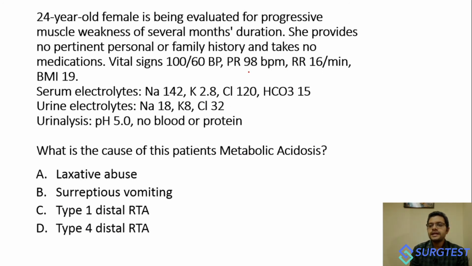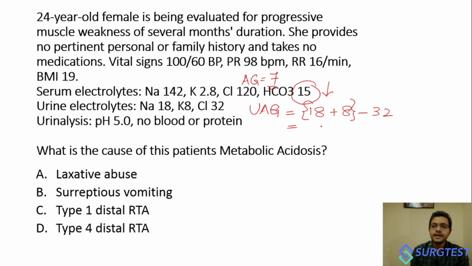We already discussed that the anion gap in this patient is only 7. So it is a non-anion gap metabolic acidosis because there is a decrease in the serum bicarbonate. Talking about the urine electrolytes, let us calculate the urine anion gap. Sodium plus potassium minus chloride, that is 26 minus 32. We are getting a negative value of minus 6.